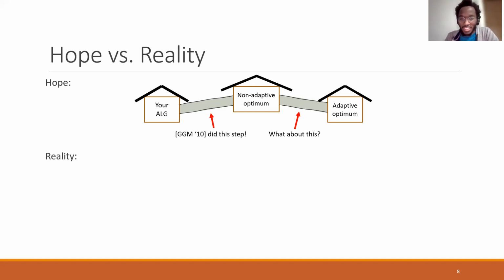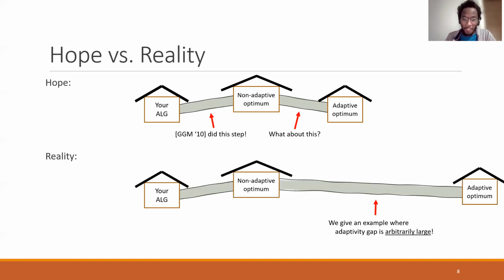But the reality is the route doesn't look anything like this. We give an example that shows that in general, the non-adaptive optimum can be arbitrarily worse than the adaptive optimum. We give an example where the adaptivity gap is arbitrarily large. Adaptivity gives you an arbitrary amount of power, which we won't describe that example now, but if you're interested, you can check it out in the paper.